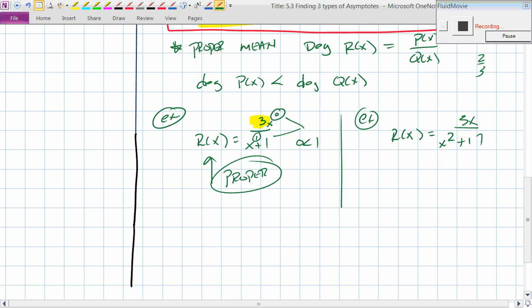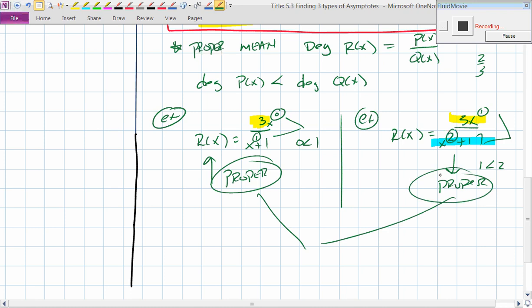Let's look at example 2. What is the degree of p of x? 1. Very good. This is like x to the first power. What is the degree of q of x? 2. This is like x to the second power. There they are. 1 is less than 2, therefore this is proper. You guys feel me on this so far? Now, if these are proper rational functions, where is the horizontal asymptote? What's the theorem say? The x-axis. Awesome.